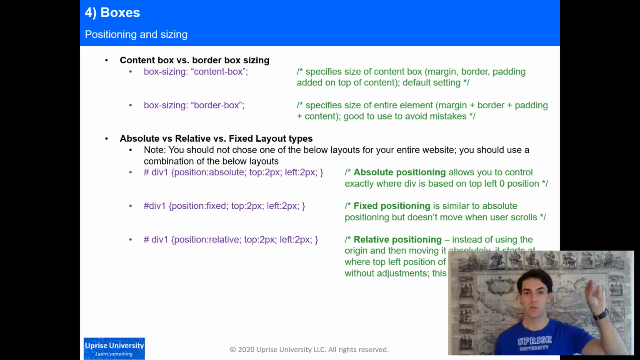Fixed allows you to keep everything constant. It's similar to absolute, but when you scroll down on the page, it doesn't move with you. Whereas absolute, it will just stay there. And then relative positioning will allow you to have a box or an element be positioned inside or next to another element, and it'll be relative to those other elements.